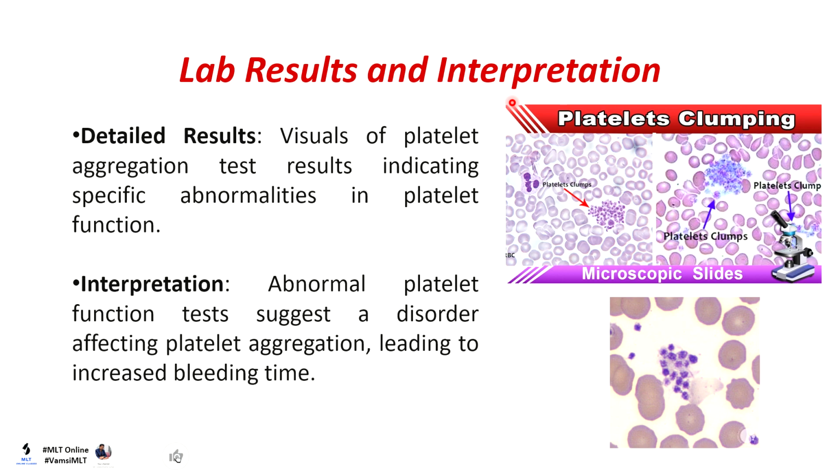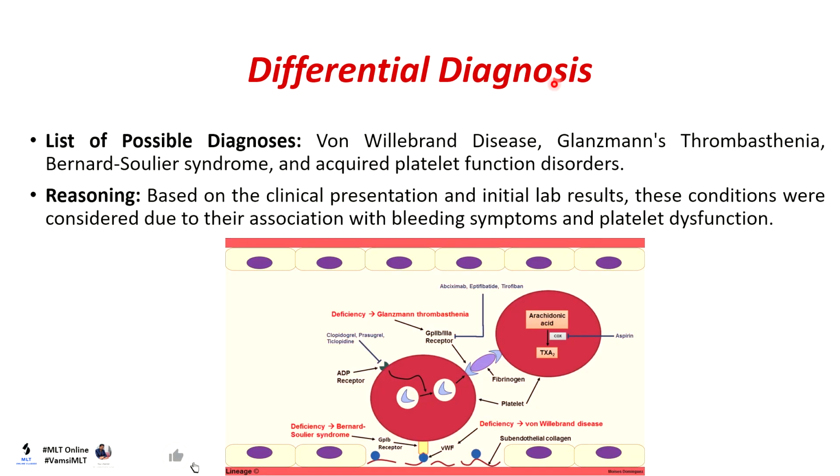Then we went further for lab results and interpretation. The detailed results include visuals of platelet aggregation test results indicating specific abnormalities in platelet function. That means platelets are not aggregating properly, they are not clumping properly. So the interpretation of this test result: abnormal platelet function test suggests a disorder affecting platelet aggregation, leading to increased bleeding time.